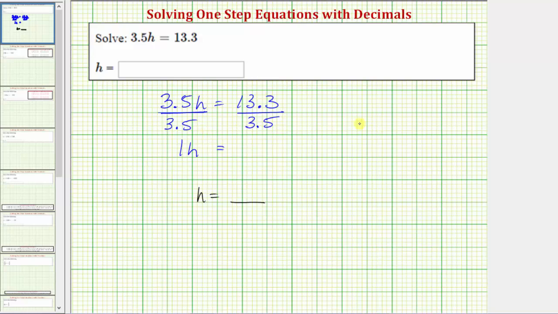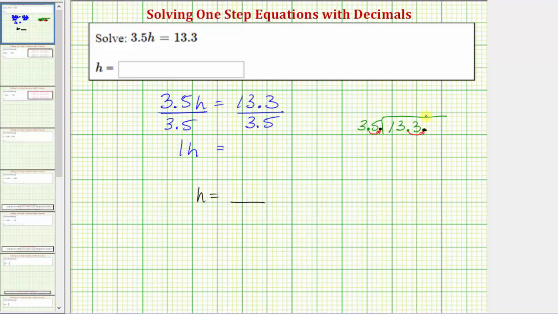Let's find this quotient on the side. So we have 13.3 divided by 3.5. When performing division involving decimals, we always want the divisor to be a whole number. To make 3.5 a whole number, we would have to multiply by 10, which is the same as moving the decimal point to the right one place to here. And we can do this as long as we do the same to the dividend. If we multiply the dividend by 10, it's the same as moving the decimal point to the right one place to here.